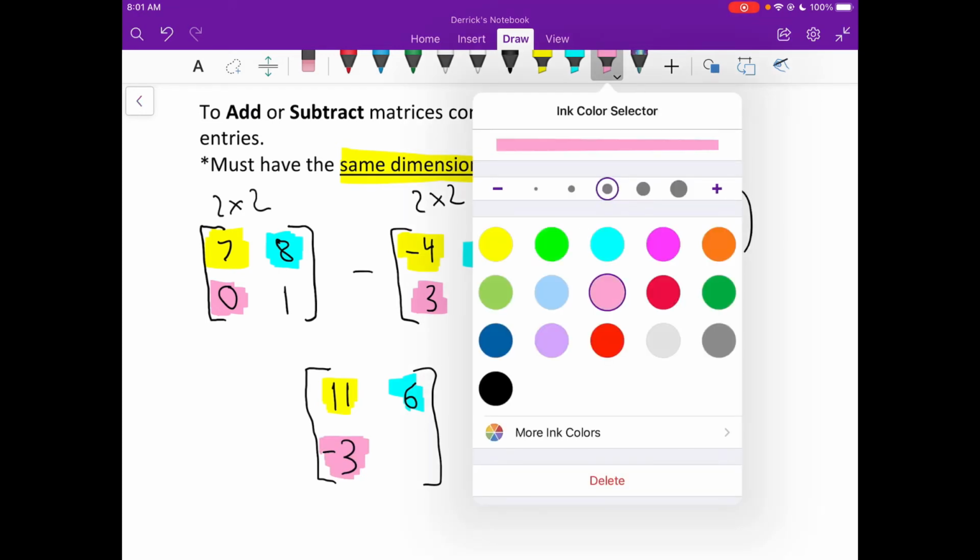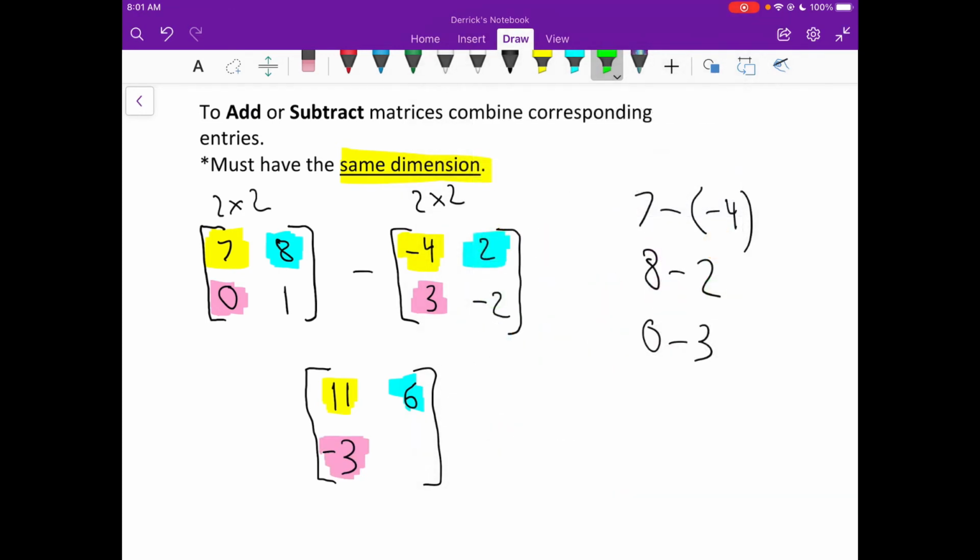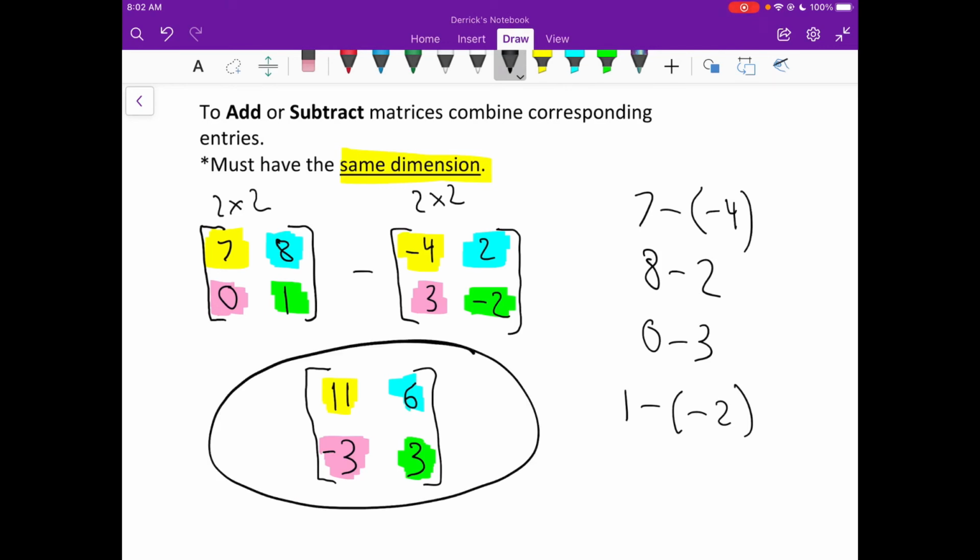Let's find a different color here. And finally, we'd have the fourth term in each of our matrices, which would be 1 minus -2, and that's going to give us the last entry in our answer matrix. 1 minus a -2, same with the first entries, we're taking a minus a negative here. So that's really the same thing as plus, meaning we're really doing 1 plus 2, which would give us 3. So our answer matrix for this subtraction problem is 11, 6, -3, 3. That would be how you add and subtract matrices.